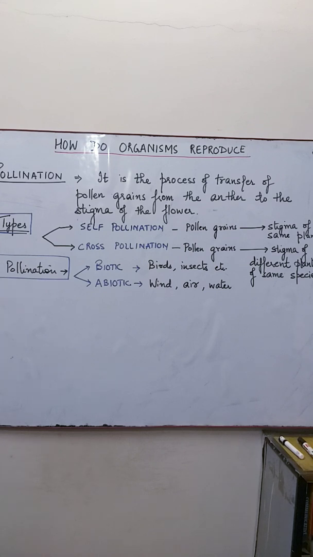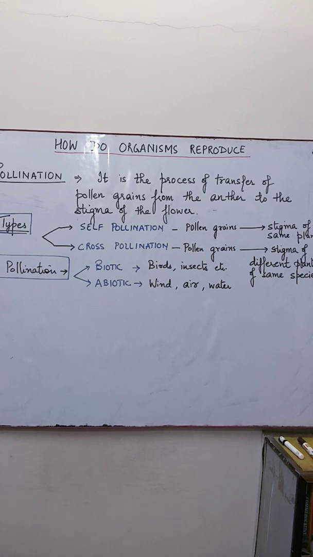Pollination is an important process which should happen to bring about the fertilization. Now there are two types of pollination. One is self-pollination and the second is cross-pollination. What do we mean by self-pollination? When the pollen grains from the anther of the flower land onto the stigma of the same plant, that means there is no change of the plant and it happens within the same plant, then in such a case it is known as self-pollination. Self-pollination has to be in the same flower.